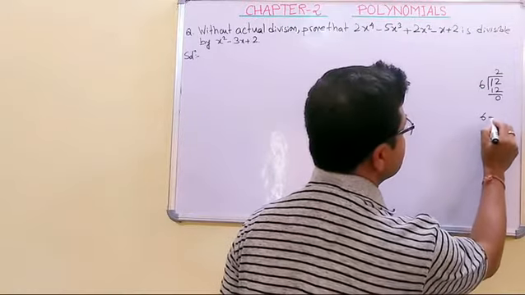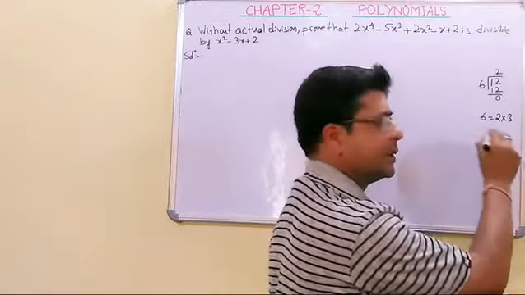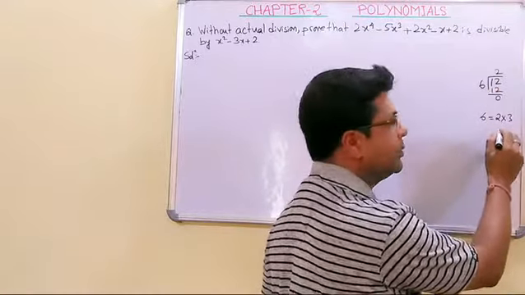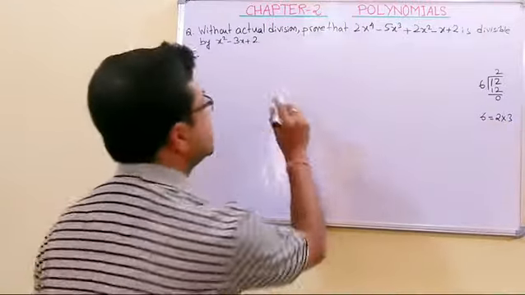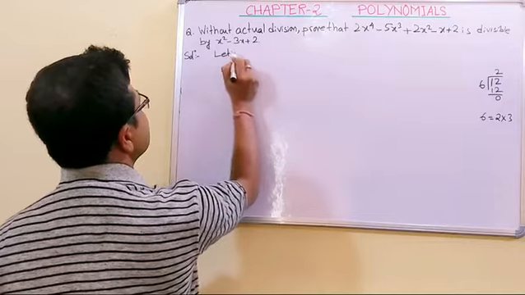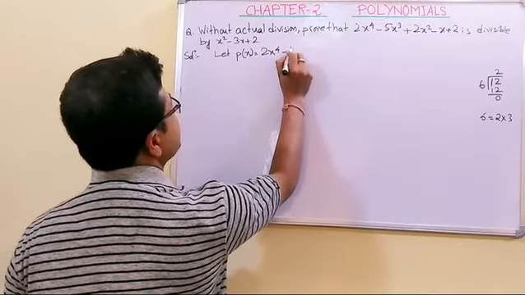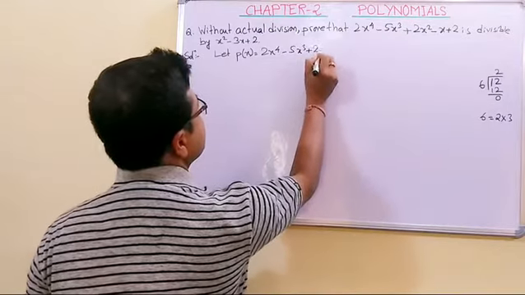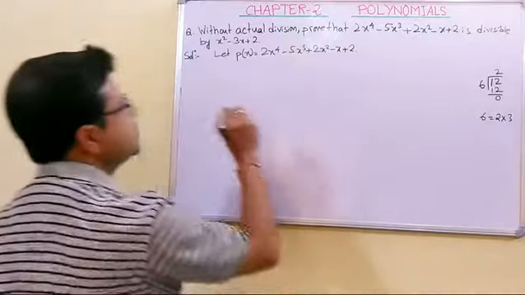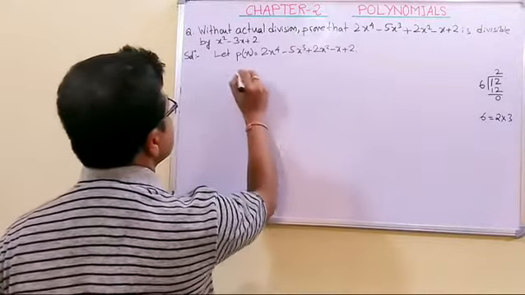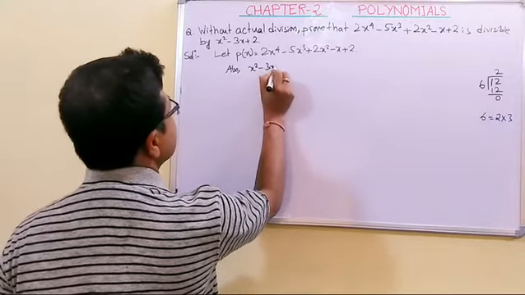Now 6 can also be written as a product of 2 and 3. So ultimately what happens? 12 is also divisible by 2. 12 is also divisible by 3. The same concept let us apply here. Let the polynomial be 2x⁴ − 5x³ + 2x² − x + 2. This will be divisible by x² − 3x + 2.